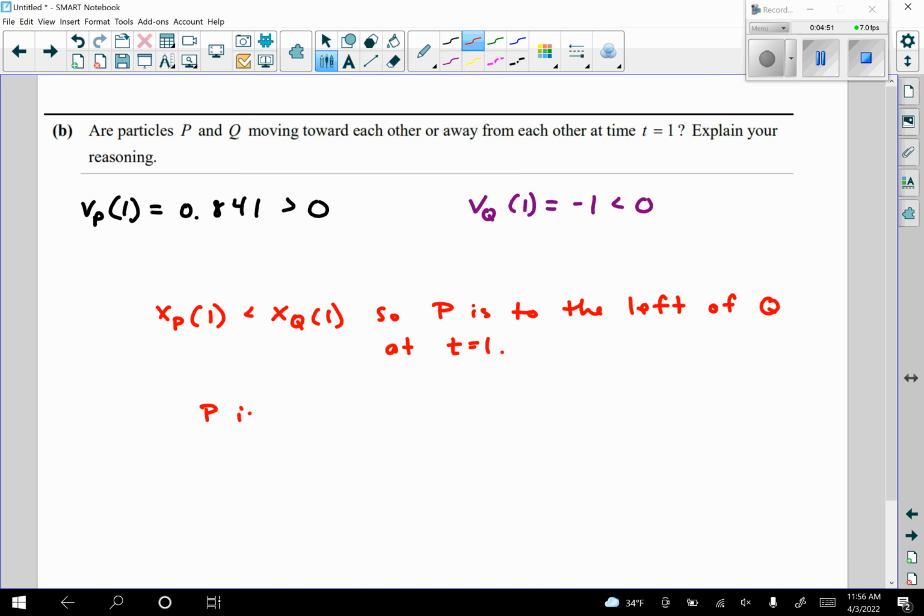And P is moving to the right. Q is moving to the left at time t equals 1. Therefore, the particles are moving toward each other.